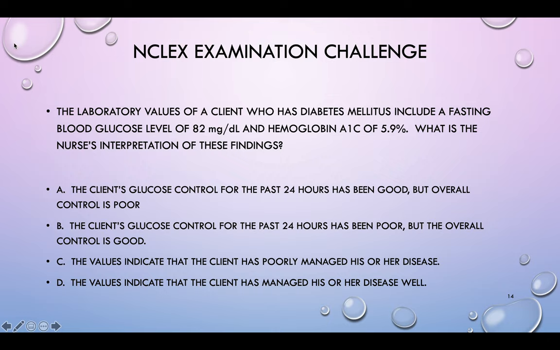It is D. The value indicates that the client has managed his or her disease well. His or her fasting blood glucose is 82 and their hemoglobin A1C is 5.9. That is perfect. Any doctor would be happy with that.